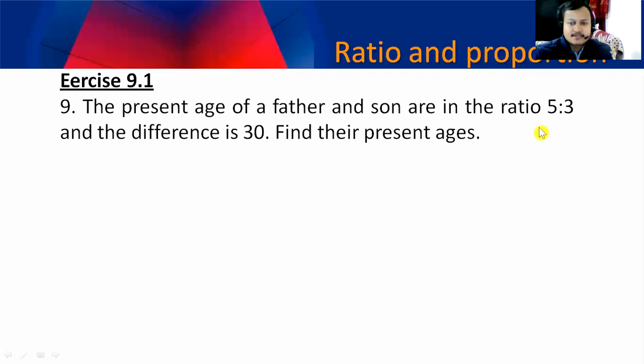If this type of ratio is given, at first we can say let the age of father be 5x and let the age of son be 3x, because their ratio is 5:3. And the condition given to us is that their difference is 30. Difference between the ages of father and son is 30. Find their present ages. We have to find out the present ages.